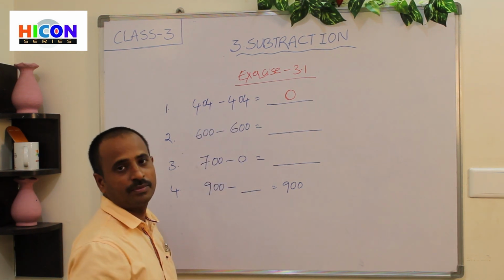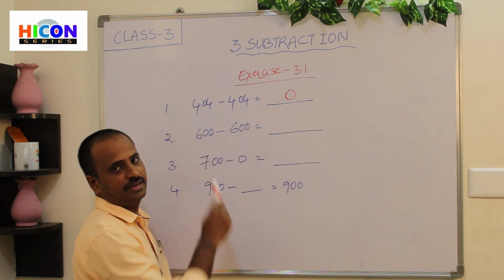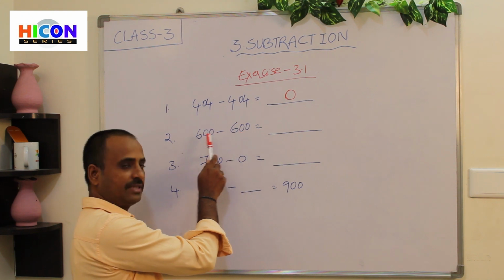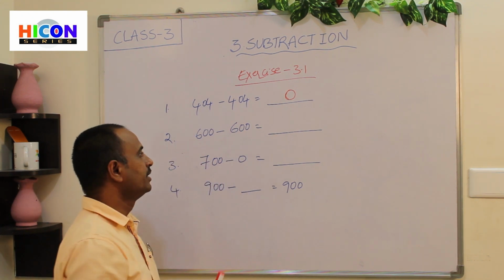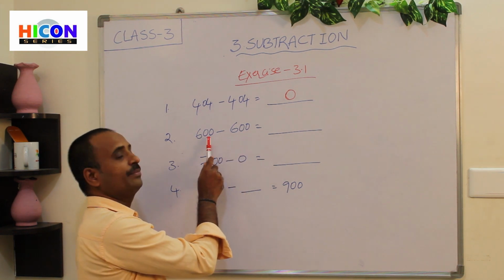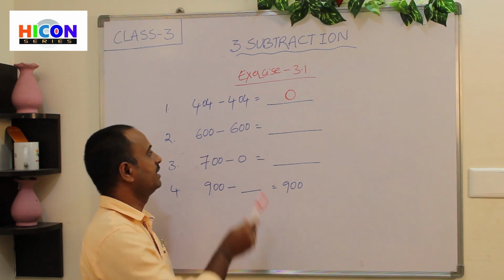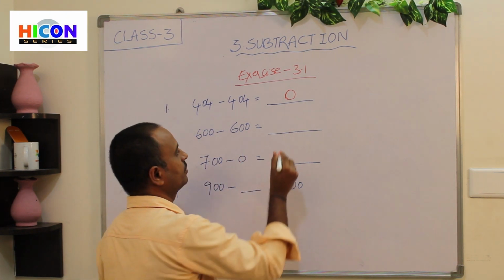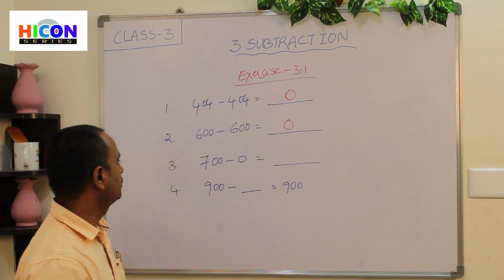Again, see the second problem. Here also, 600 minus 600. That means we have to subtract 600 from 600. According to the properties of subtraction, if a number is subtracted from itself, the answer is 0. That means the difference between two same numbers becomes 0. The answer is 0.